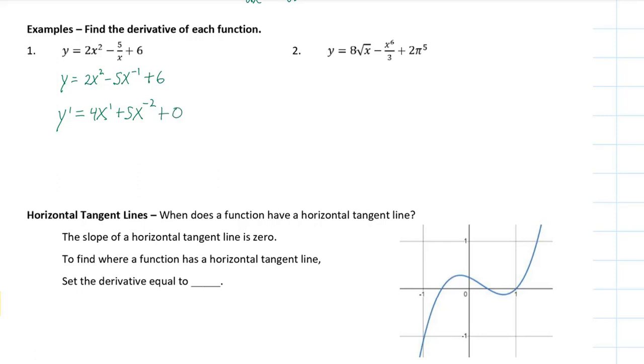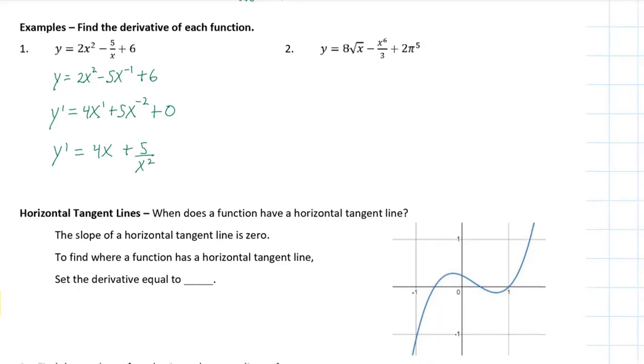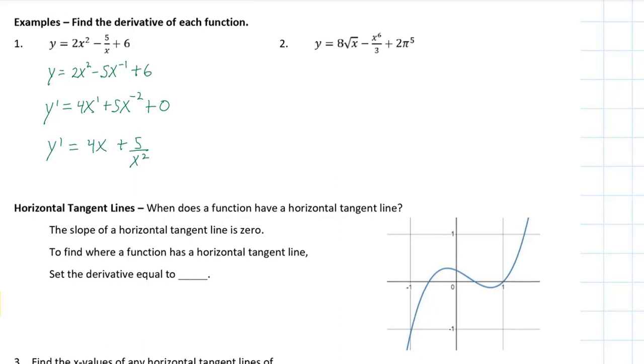Now, you can leave it like that, or you can simplify it. Y prime equals 4x plus 5 divided by x squared. Both of those would work. I would encourage you to turn off the video, try the next one on your own, see what you can do.